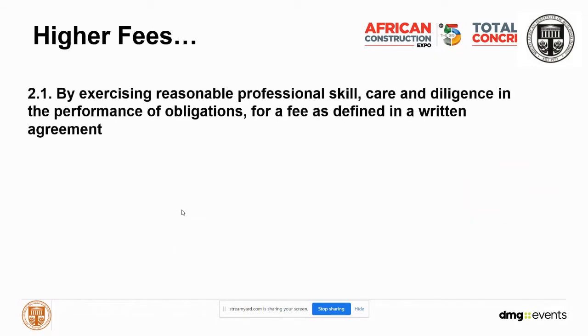And so the first important thing to consider if we are going to charge higher fees or we are going to command higher fees is to exercise reasonable professional skill, to exercise care, to be diligent in the performance of our obligations. And this then can be defined in an agreement and a fee attached to these reasonable professional skills.